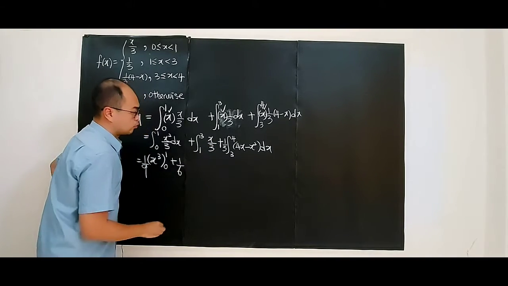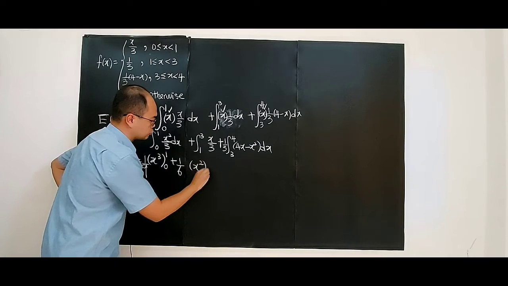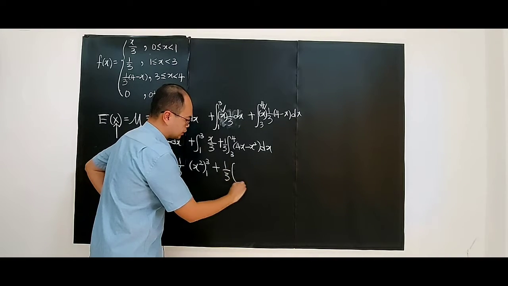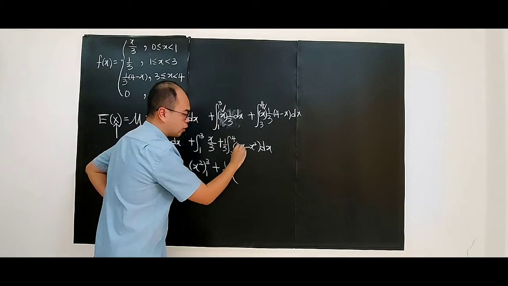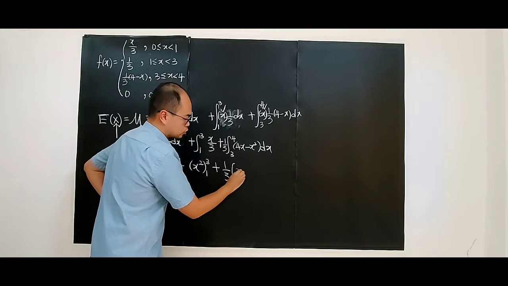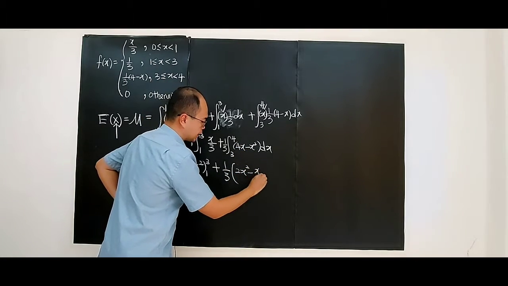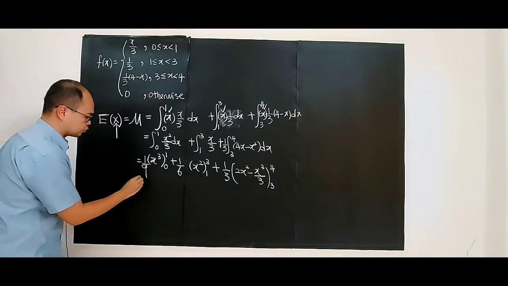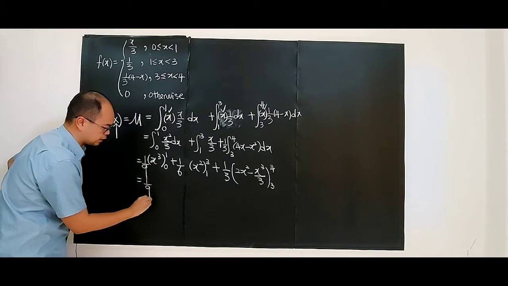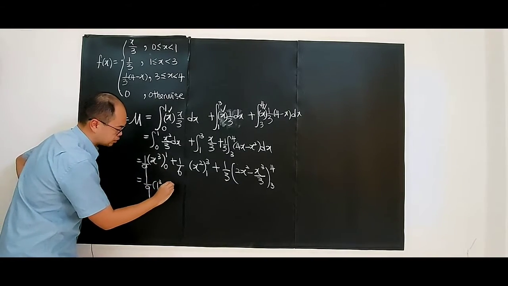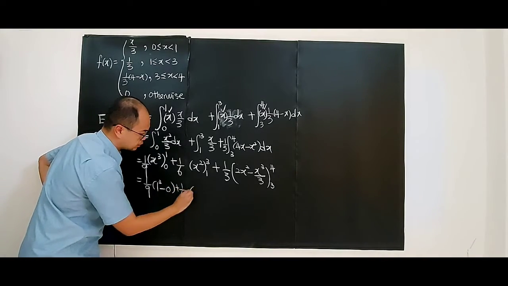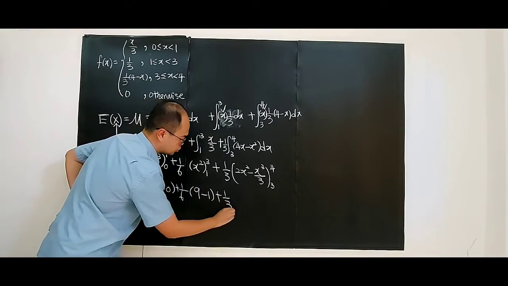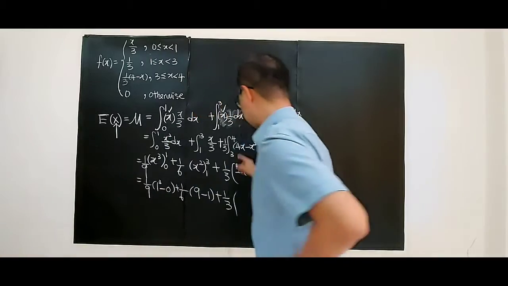I take out the 1 over 6, and we have x to the power of 2 from 1 up to 3. And for the last one, 1 over 3, integrate 4x, we have 4x to the power of 2 over 2, so you get 2x to the power of 2 minus x cubed over 3 from 3 up to 4. You just have to be patient to evaluate all this. 1 over 9 times (1 cubed minus 0), plus 1 over 6 times (3 to the power of 2, which is 9, minus 1), plus 1 over 3. Simple integration.